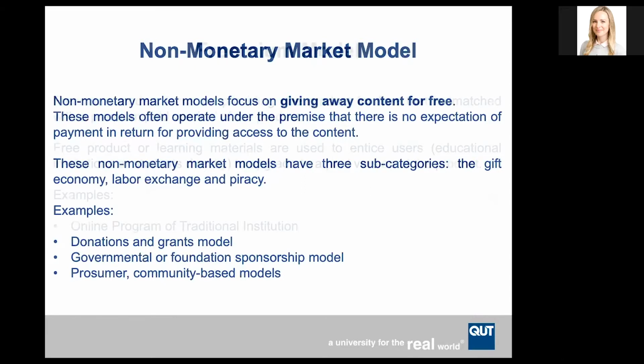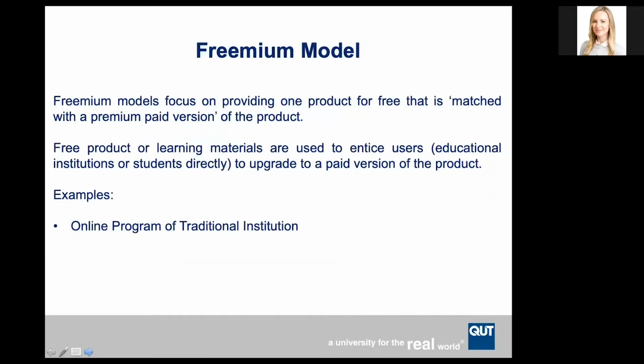The second model I'm going to look at is the freemium model. This model focuses on providing one product for free, but it's also matched with a premium paid version of a product. The idea is that the free product entices users, and in the instance of textbooks, it's the educational institutions usually, or sometimes it's students directly, to upgrade to a paid version of a product. It's the idea of incentivizing one thing in order to gain another.